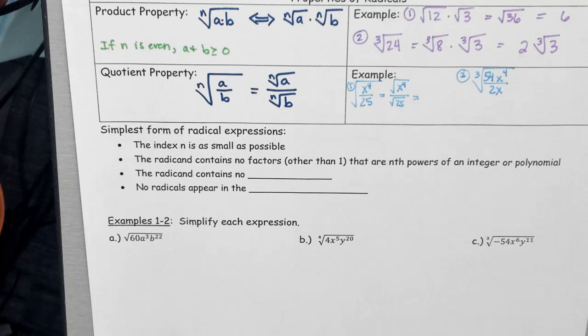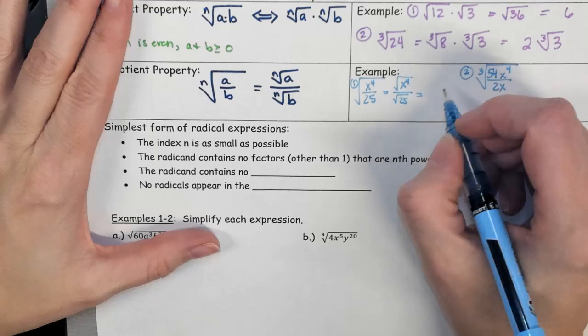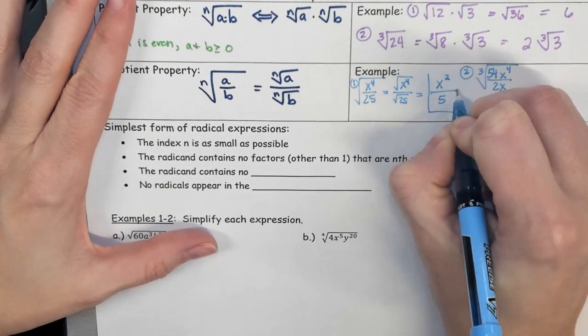Okay, so let's see if we remember some of these rules. If you have an exponent, what are we asking ourselves? So if it's x to the 4th, how can I simplify x to the 4th? What does the top simplify to? X squared, because the index is 2, so 2 goes into 4 2 times, and then we know the square root of 25 is 5.